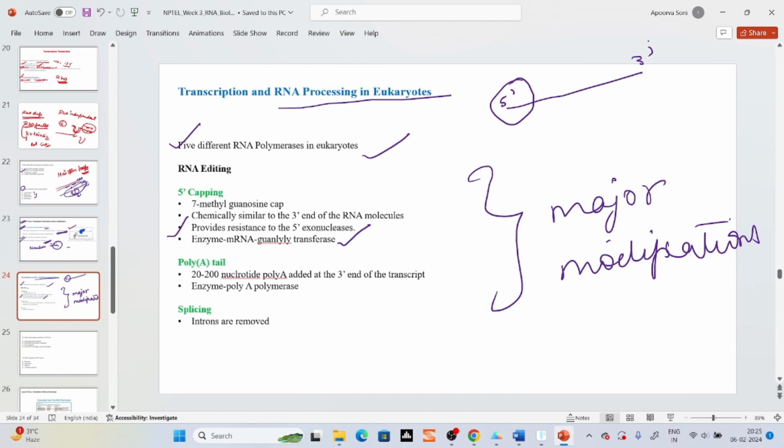Then second is the poly A tail. That means at the 3 prime end, polyadenosine is added with the help of the enzyme poly A polymerase. And third one is splicing. So what happens in splicing? When your pre-mRNA is formed, it has introns also, exons also. It is like this.